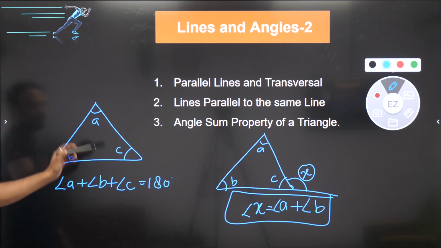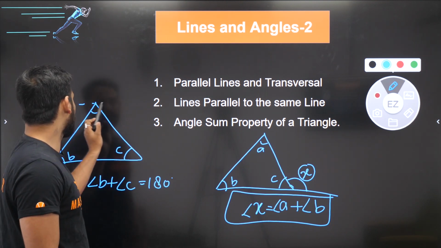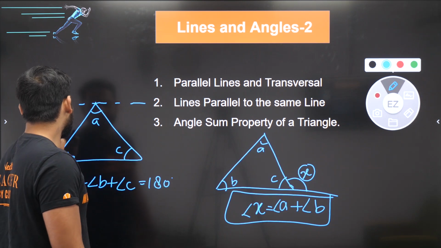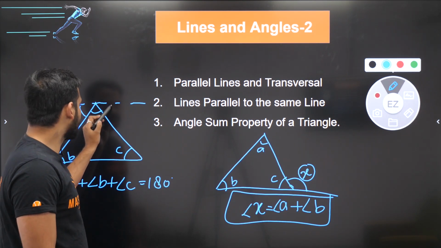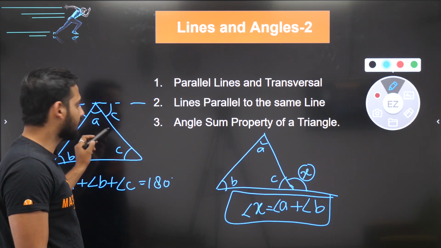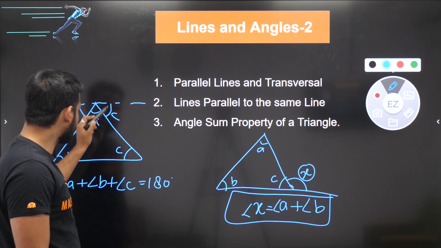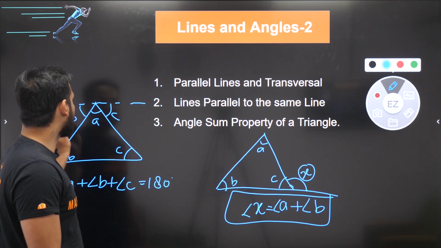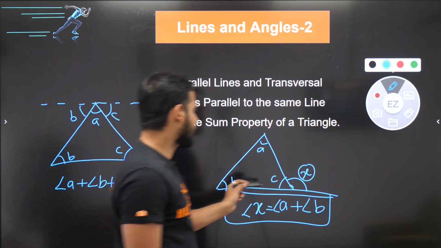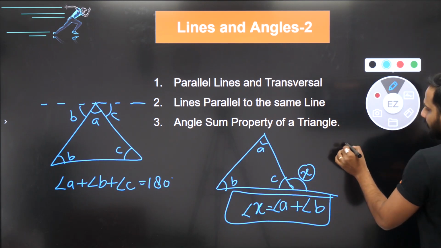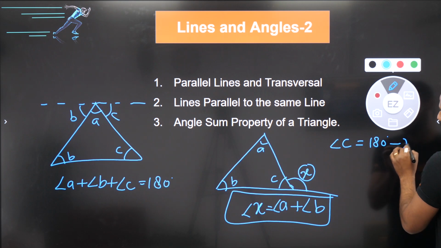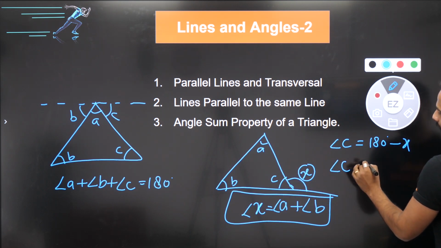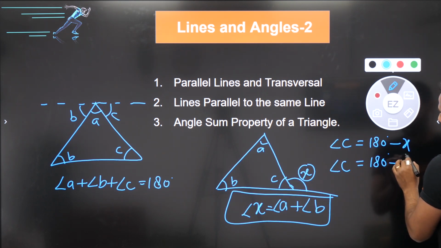Here for the proof, you will just draw a line parallel to this side. If this is angle B, this is also angle B using interior alternate angles. This is also angle C using interior alternate angles. So now I can say angle A plus angle B plus angle C is 180 degrees because it is a straight line, correct? And here I can say angle X plus C is 180 degrees. So angle C is equal to 180 minus X, straight line, and angle C is equal to 180 minus (angle A plus angle B).